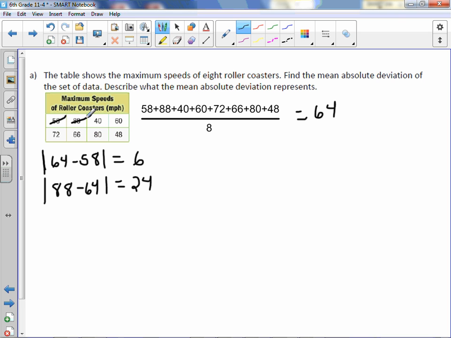Move on to your next value. We have our mean of 64 and 40. 64 is bigger. I will write that one first. 64 minus 40 is 24, and the absolute value of that is also 24. Our next value is 60, so the absolute value of 64 minus 60, again putting the mean first because it's larger, so 64 minus 60 is 4, and the absolute value is 4.